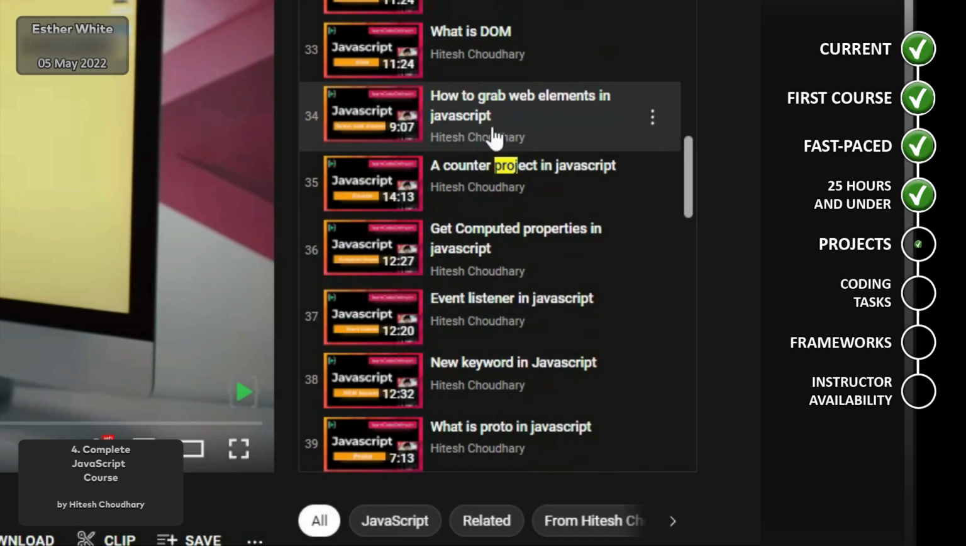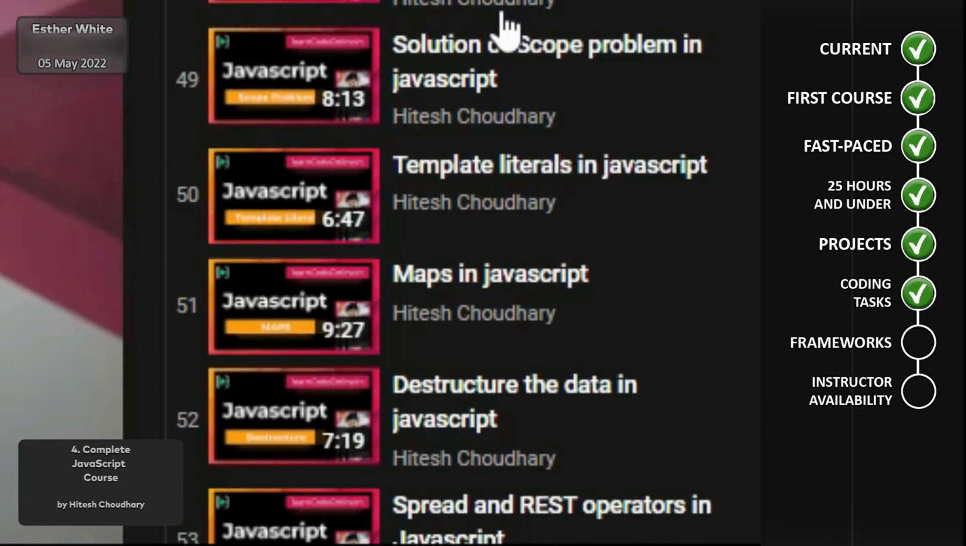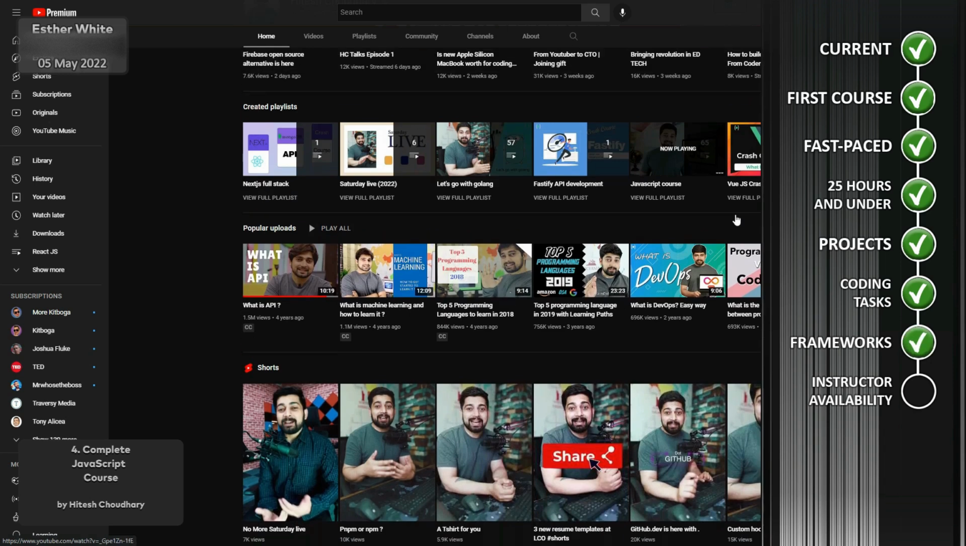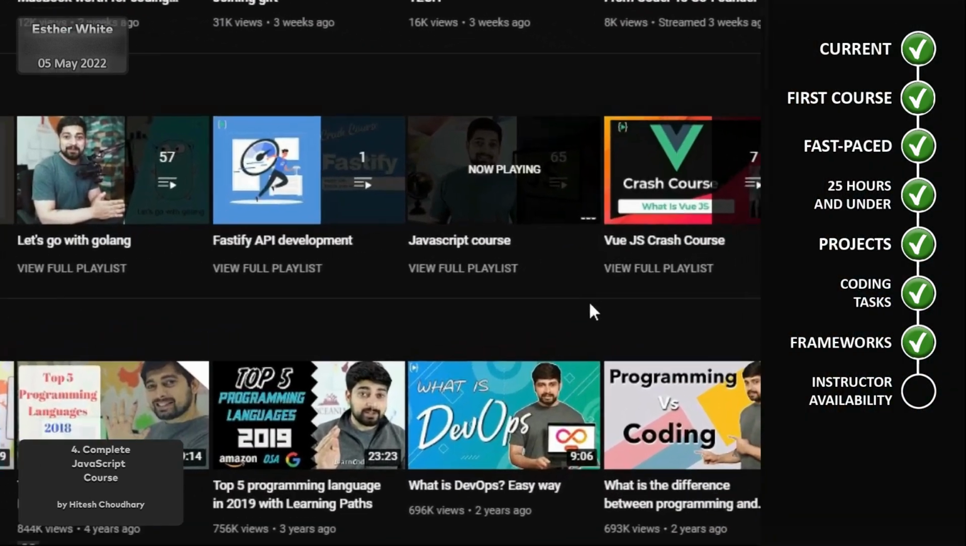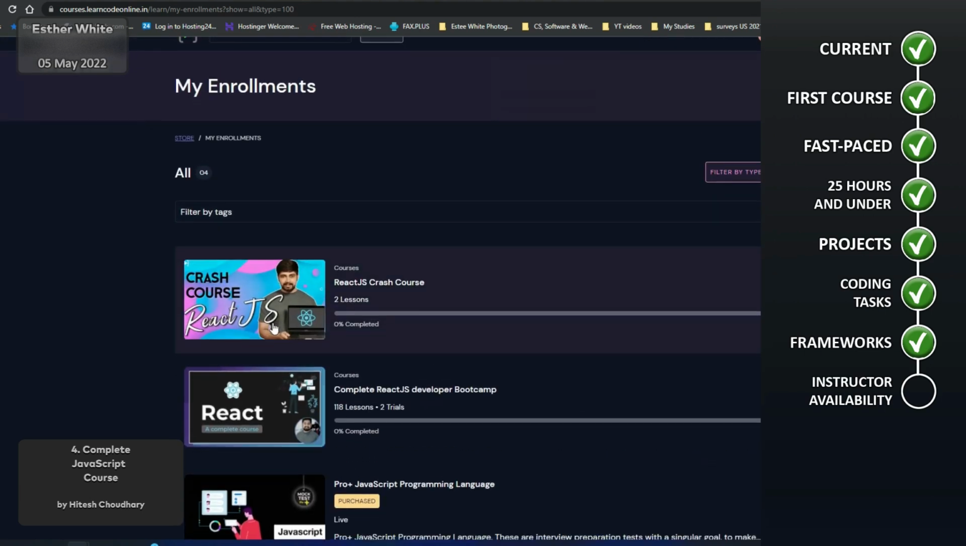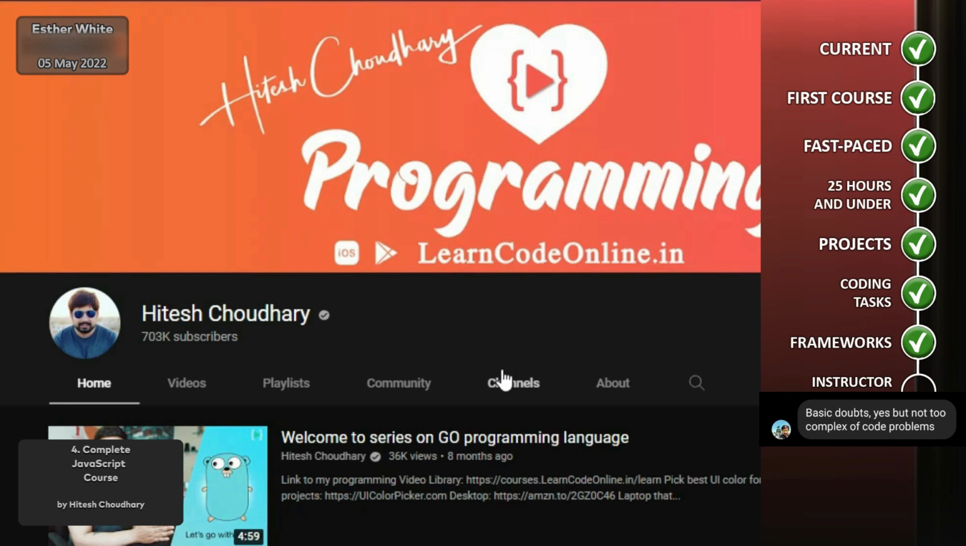There is a project included. You can code along and do the exercises as he's explaining. Hitesh has videos on frameworks too on his YouTube channel. He has a Vue crash course, and he also has a website where I have his React.js course. Instructor said that he can be contacted about simple doubts, but not too complex coding problems.